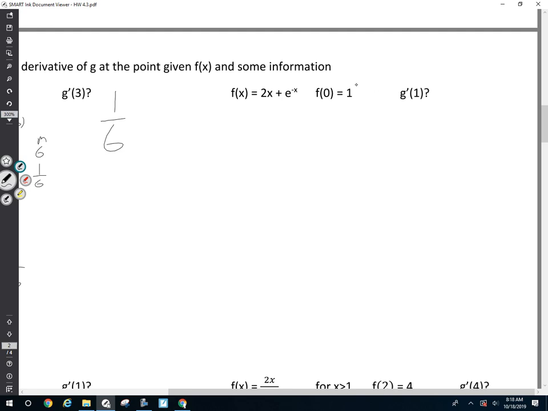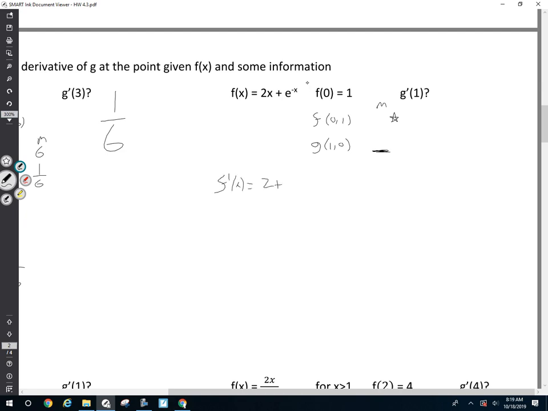Okay, I got the point (0, 1) on f. What's g prime of 1? I mean, it's giving you the information you need. It's showing you f's got the point (0, 1), so g's got to have the point (1, 0). You don't know what the equation is for g, but that's okay. You have the information about f that will lead you to the slope of g. So to find this slope, all I need is f's slope at (0, 1). So let's find the derivative.